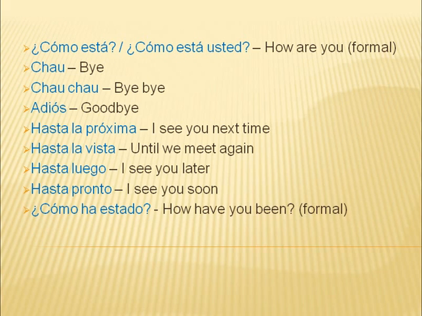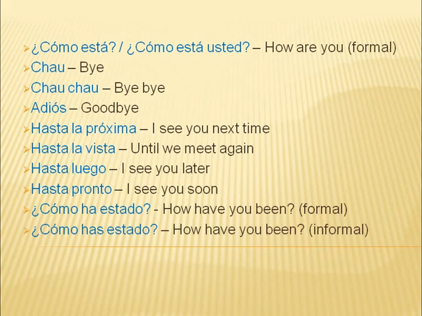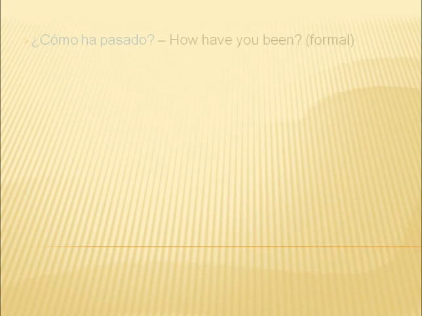¿Cómo ha estado? How have you been? This is the formal way, because the verb haber, that here is conjugated ha, is conjugated for usted. ¿Cómo has estado? This is the informal way of saying how have you been. This is conjugated for the informal you. Has is the verb haber conjugated for tú. ¿Cómo ha pasado? means the same as ¿Cómo ha estado? Which means how have you been? Formal.